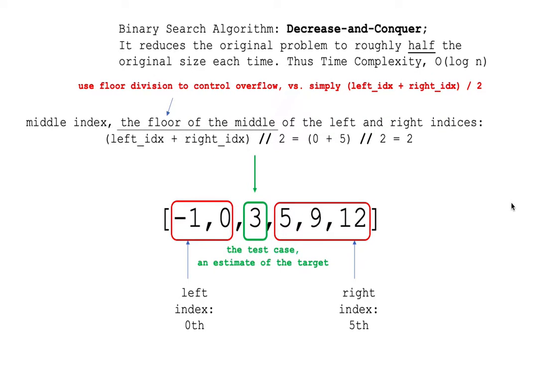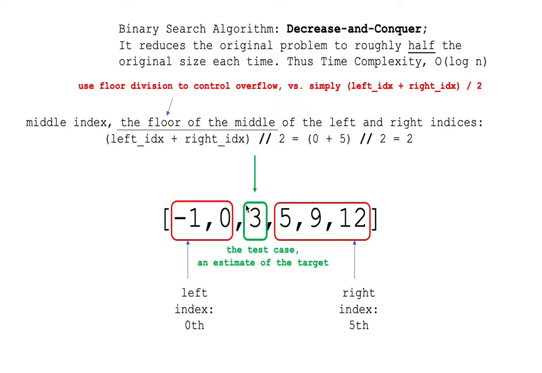Now I will talk about the binary search algorithm, a decrease and conquer algorithm that reduces the original problem to roughly half of the original size each time, and is known to have a time complexity of O(log n). So the idea is to use the middle as an estimate, and it depends on whether the middle is the same as, larger than, or lower than the target. Then we look at the remaining half, either the left half or the right half, as the next iteration.